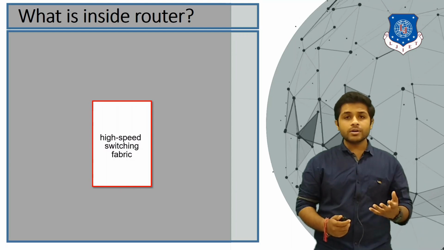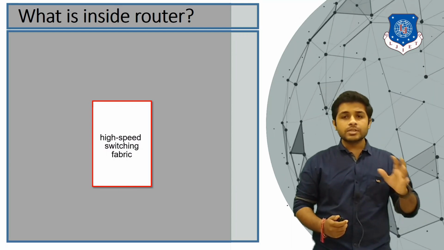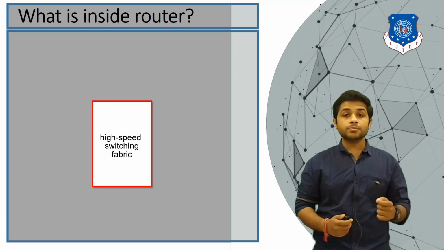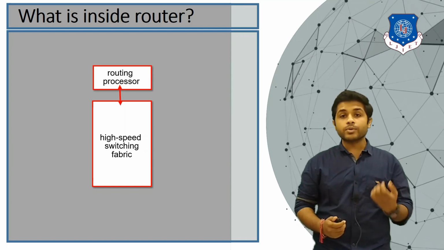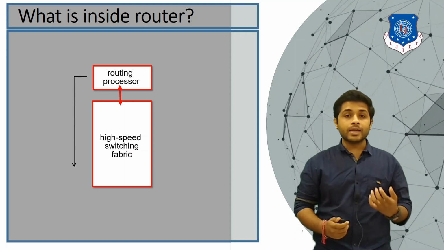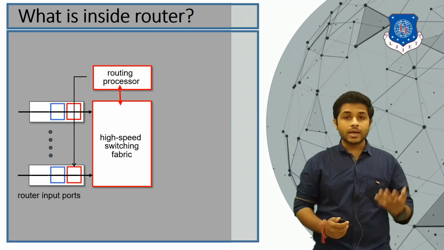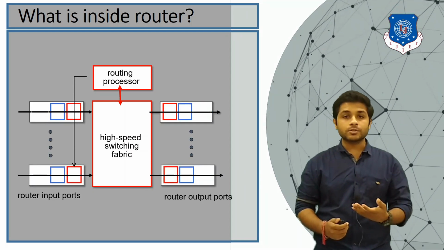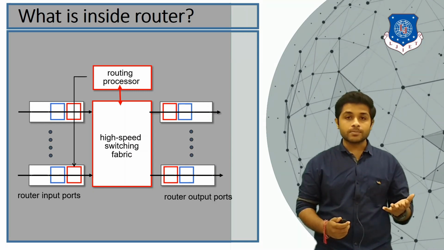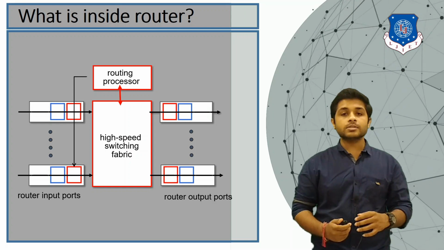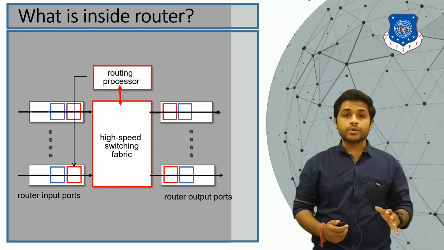In the router, there are mainly some blocks. The first block is the high speed switching fabric. Then there is a routing processor. Then there are some input ports and some output ports. So this is the basic diagram of the router. These components will be there in any router.